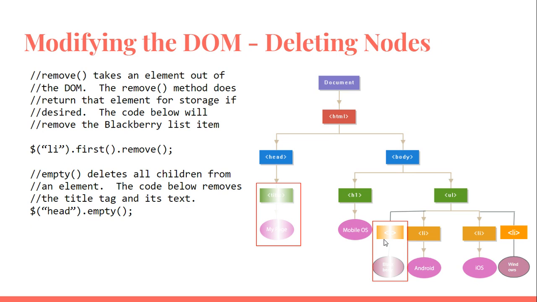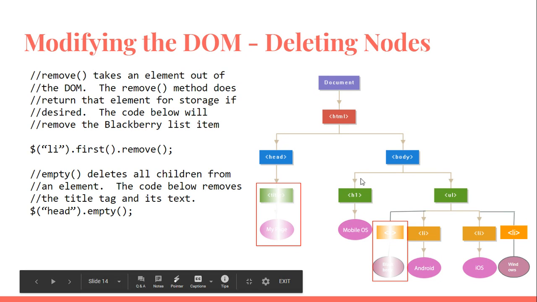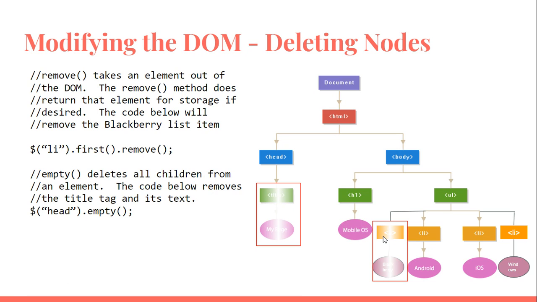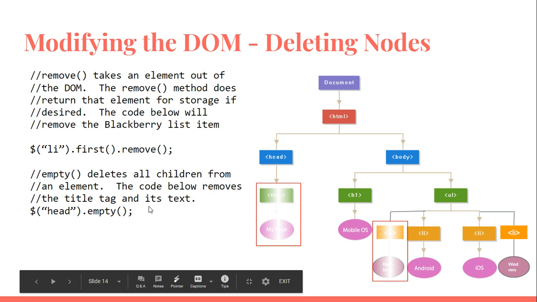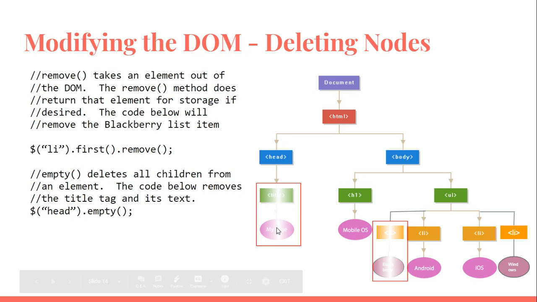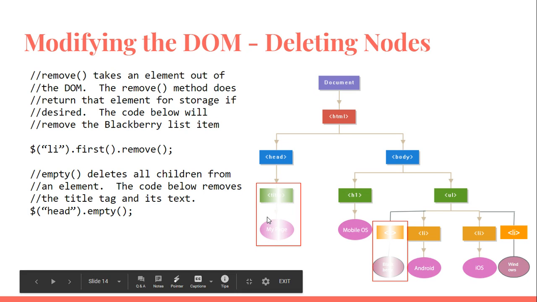I can also delete nodes, things that were in the page, and get rid of them. So for example, if I do li.first.remove, that comes to the list of LIs, it finds the first one of them and it removes it. So this BlackBerry LI will be removed. Or if I do empty, that empties all the children from an element. So if I come to the head tag and type empty, then it gets rid of the title and the text inside of the title. If I went to body and typed empty, then all of this information would disappear and the page would appear blank.